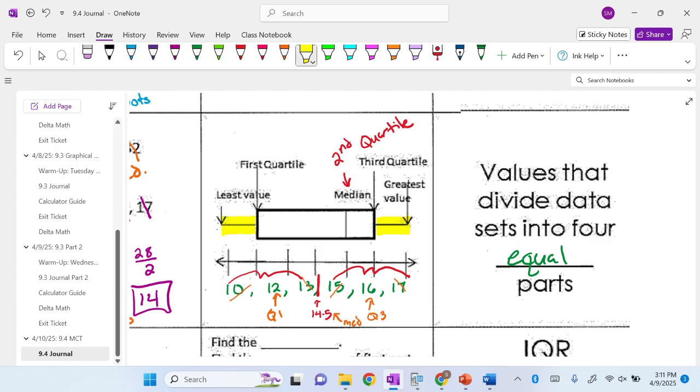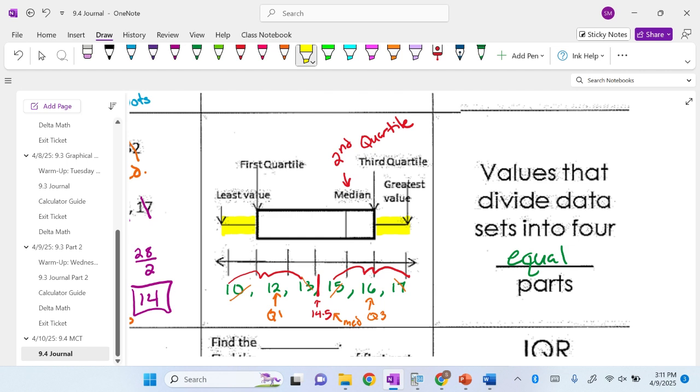And again, we're going to talk more in depth about what that means later on, specifically when it comes to outliers and how that can affect the way your graph is distributed. But for right now, as long as you can find those quartiles, that's the most important part.